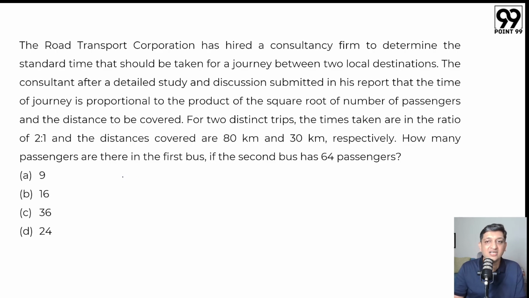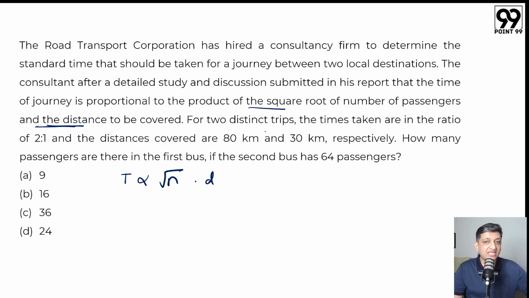So the time of a journey is proportional to the product of two things. One is the square root of the number of passengers, so I'll say root of n, where n is the number of passengers, and the distance to be covered. The distance to be covered is slightly important because a lot of people might also do root of n into d. But you have to understand one thing, we are saying only the square root of the number of passengers, and the distance to be covered. So the square root does not cover the distance as well. The distance is a separate thing entirely. So t is directly proportional to root n into d. That is what we know.